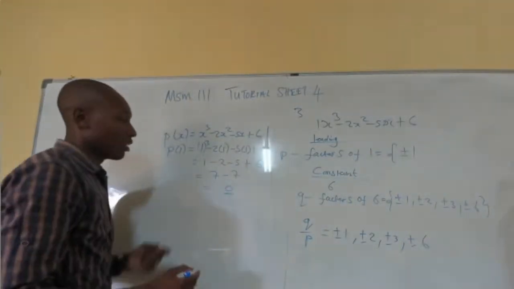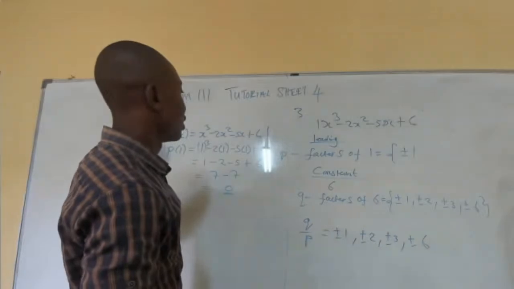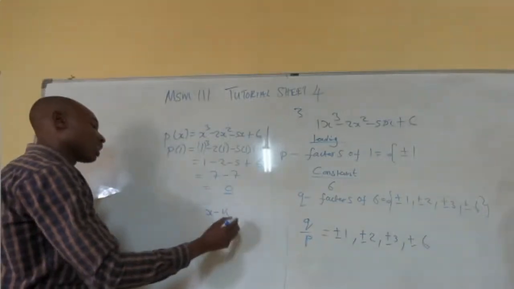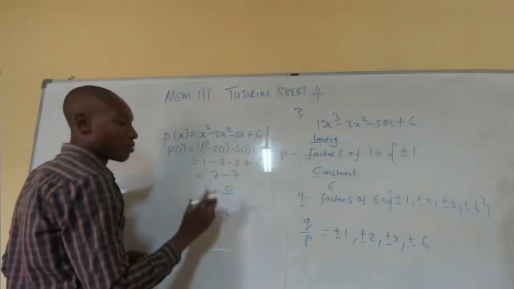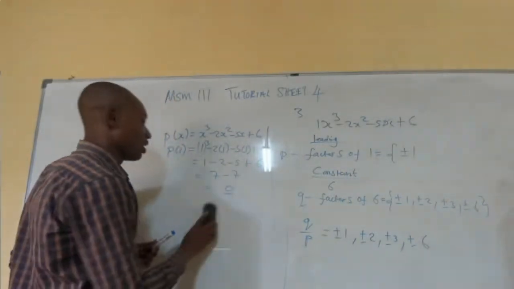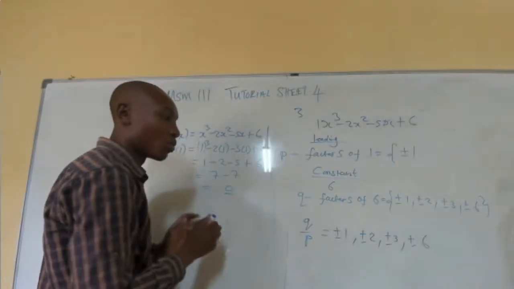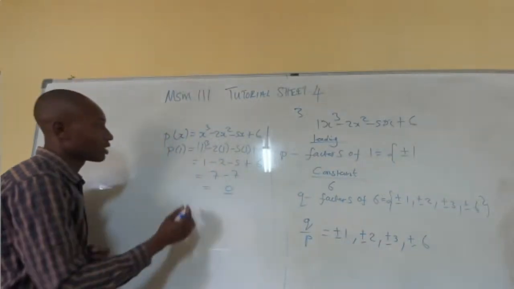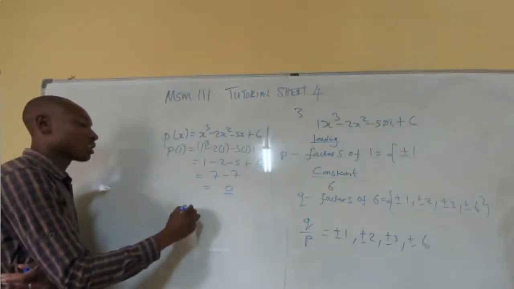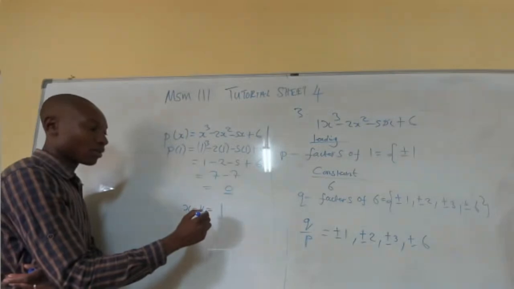What did we say? The remainder theorem tells us that if you divide a particular polynomial over x minus k, and the remainder is 0, then that x minus k is called a factor. So since we've replaced 1 into the polynomial and we've ended up having 0, what is the actual factor? The actual factor here is not the 1. The factor is actually x minus k, where k is equal to positive 1.